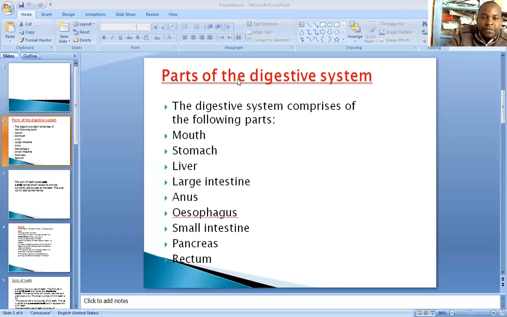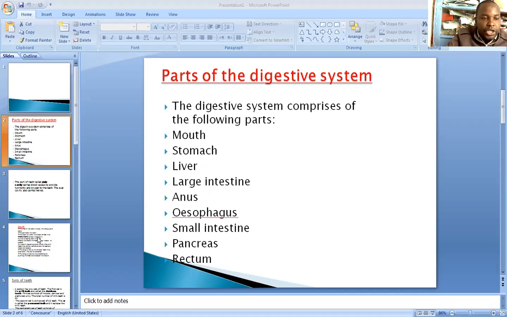Parts of the digestive system, or components of the digestive system. The digestive system comprises the following parts. Number one, mouth. Number two, stomach, liver, large intestine, anus, esophagus, small intestine, pancreas, and rectum. These are the parts that make up the digestive system.